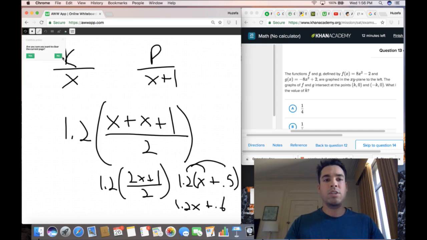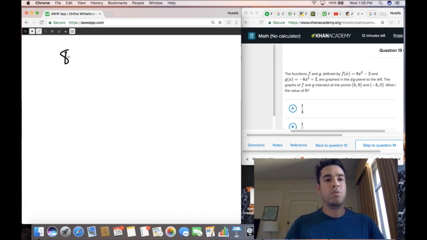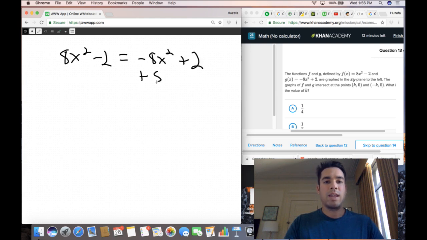That's it. Let's solve. Well, where do they intersect? They intersect when they're equal to each other. So all we've got to do is set these equal to each other, and we'll get those x values. Equals negative 8x squared plus 2. Let's bring them both to the same side here. 8x squared, and then let's subtract 2.